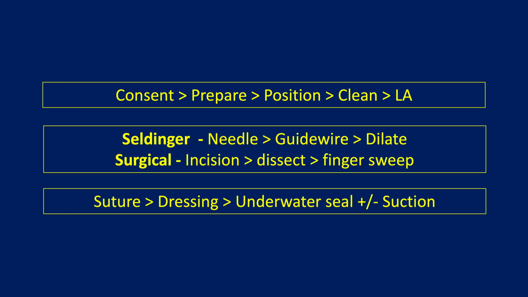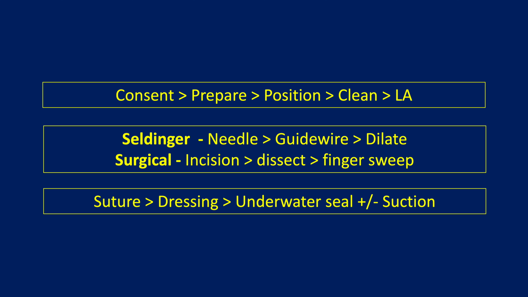So now we've almost completed step 1. We've consented the patient, confirmed the surgical site, we've prepared equipment, and now we should clean, drape and infiltrate local anaesthetic. Some patients may require sedation, however Entonox should be avoided to prevent the expansion of a pneumothorax. Step 2, performing the procedure. There are 2 different types, Seldinger and a surgical approach.